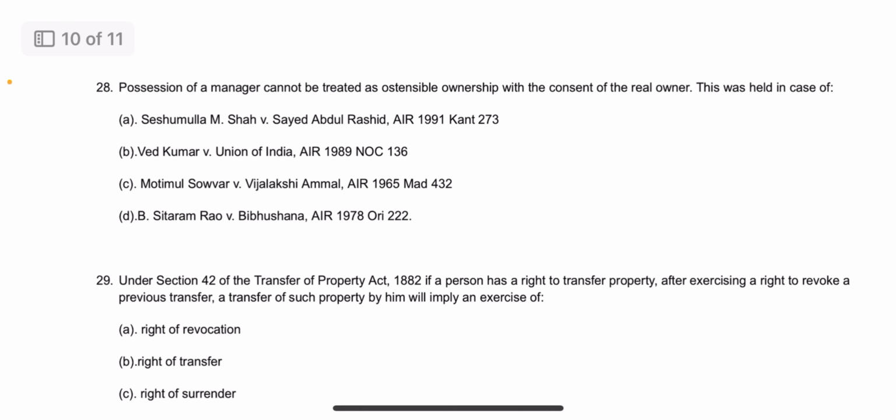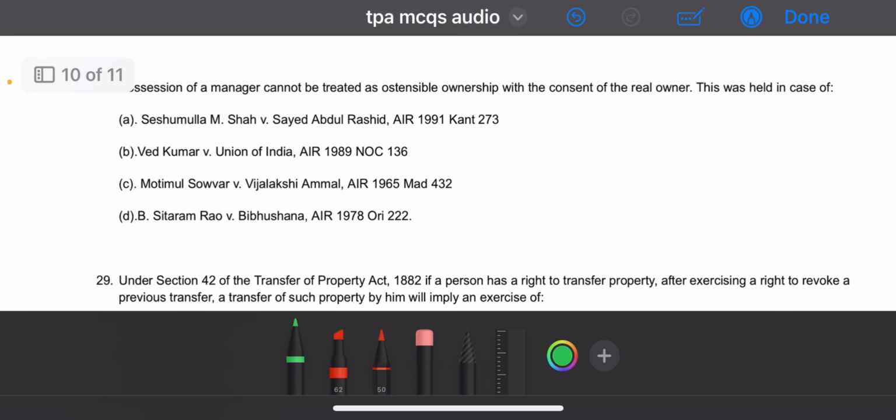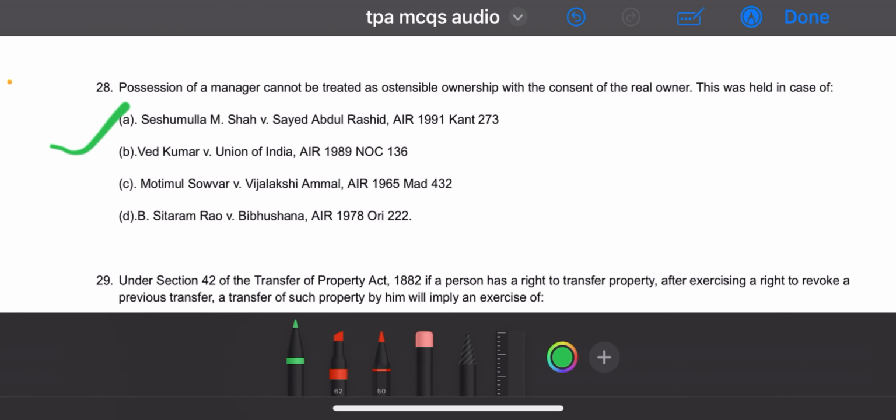Next question is possession of a manager cannot be treated as ostensible ownership with the consent of the real owner. This was held in case of. The options are A, Sheshu Mullah M. Shah versus Syed Abdul Rashid, B, Ved Kumar versus Union of India, C, Motimal Saovar versus Vijay Lakshmi Ammal, D, Sitaram Rao versus Bibhushana. So the correct answer is A, Sheshu Mullah M. Shah versus Syed Abdul Rashid.